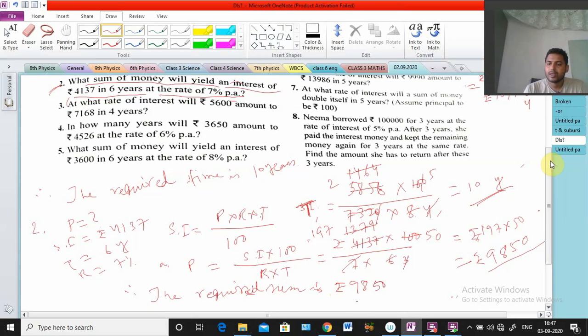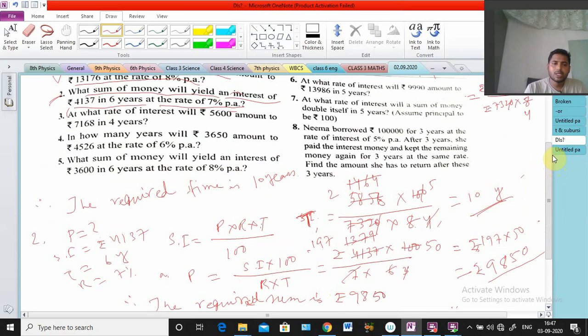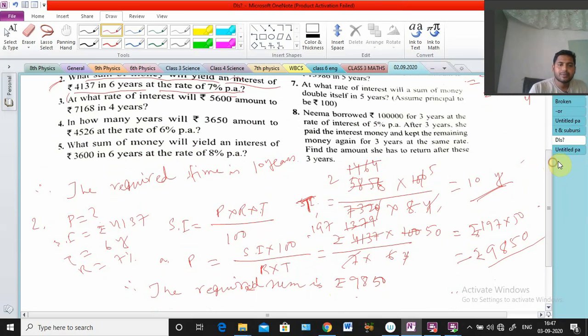Understood? Clear everyone? So this is question number 2. Next is question number 3. Easy questions are here, all questions are easy, not hard, so you can practice it also. Sometimes we find rate of interest, sometimes principal, sometimes time. That way we will solve all the problems. But basically from our main formula, SI equal to PRT by 100, that is the main formula. Next, question number 3.